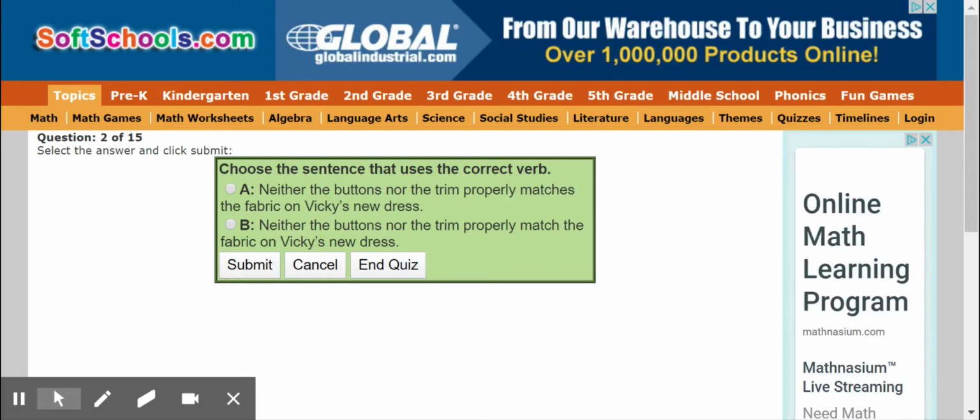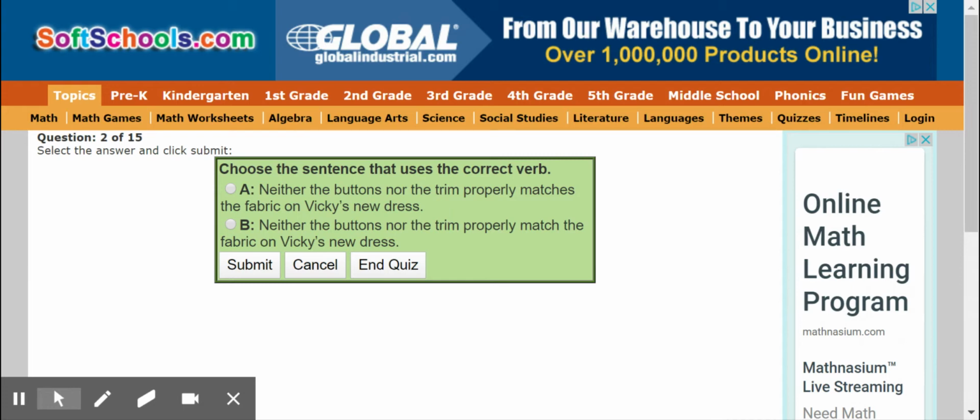Choose the sentence that uses the correct verb. Again, neither the buttons nor the trim properly matches the fabric on Vicky's new dress, or we need to use the word match. Okay, so do we want to pick matches, which is singular, or match, which is plural? Well, again, we have a neither nor situation. So we have to find the subject closest to the verb. So the subject of the verb matches or match, we have buttons and trim. Those are the subjects. It's a compound subject again.